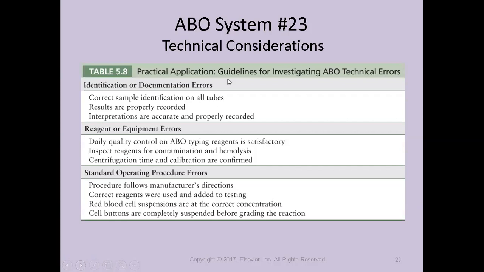So when we have a discrepancy, technical considerations. First of all, we want to start with: was there a mistake made with sample identification on the tubes? Did I accidentally label something wrong? Did I put the wrong plasma or person's red cells in the tubes? Maybe the results aren't properly recorded. Maybe I didn't interpret my results accurately and properly record them.